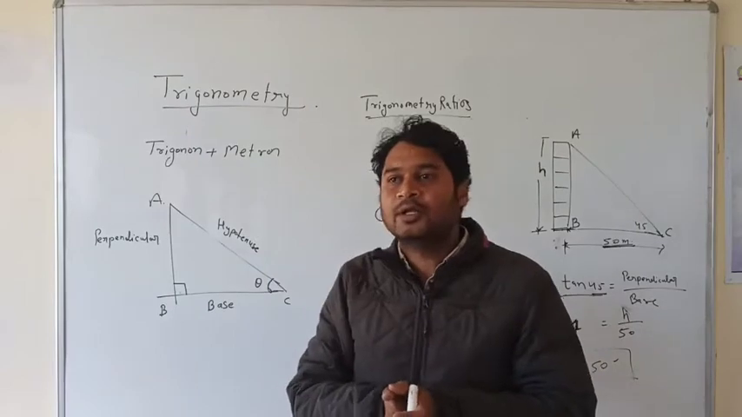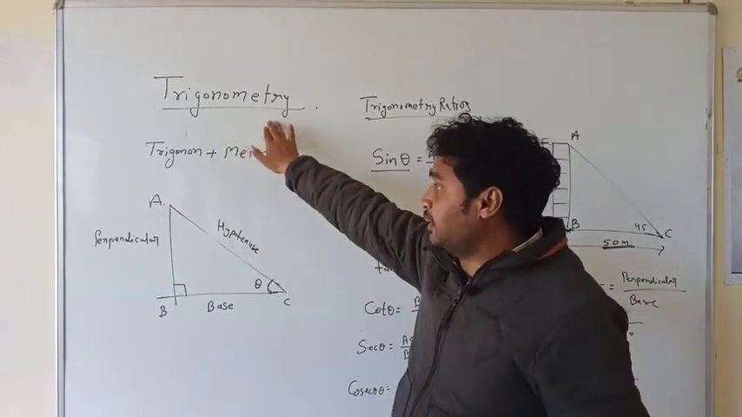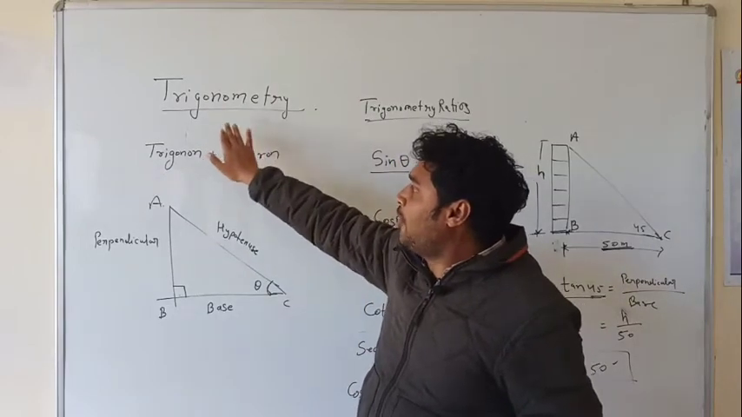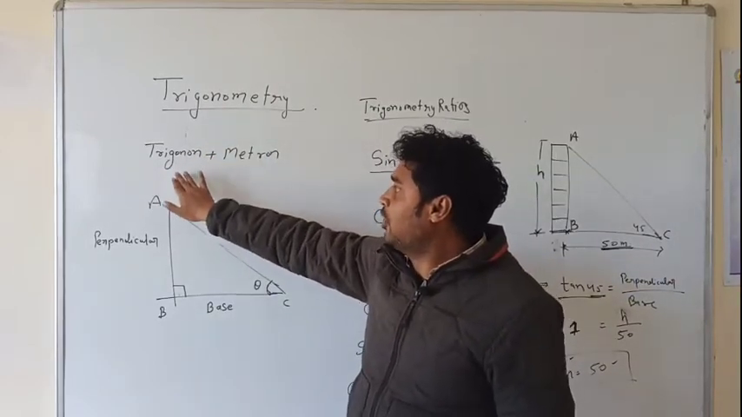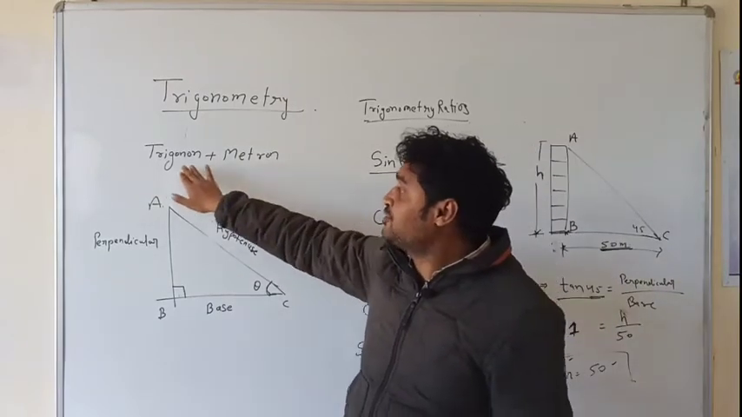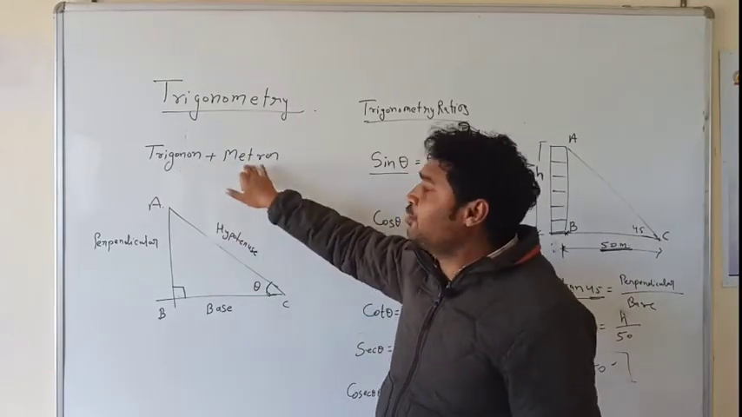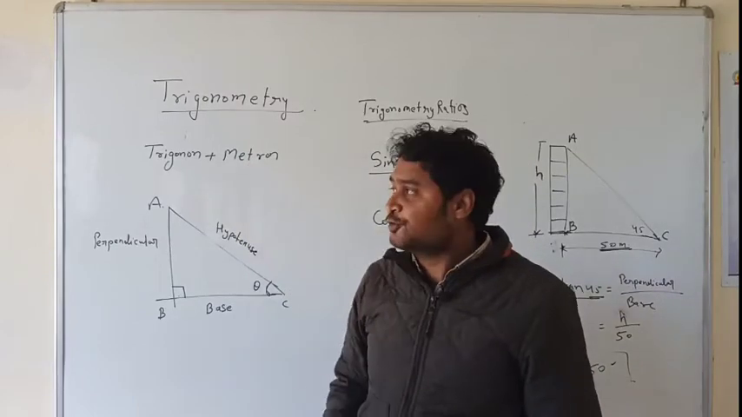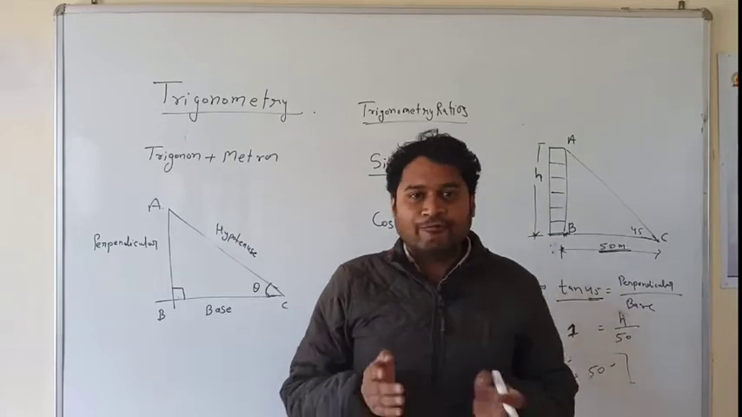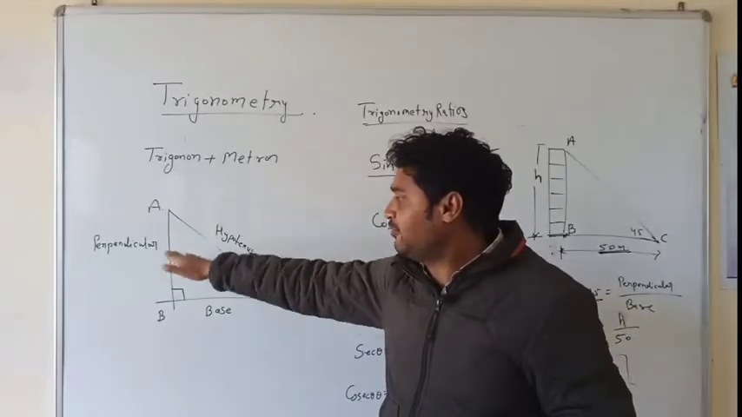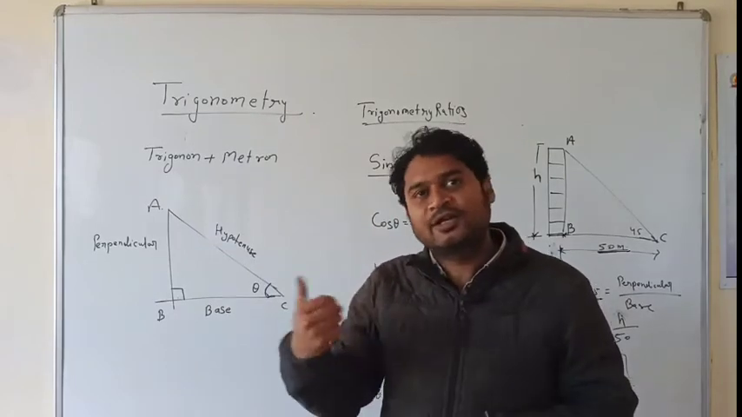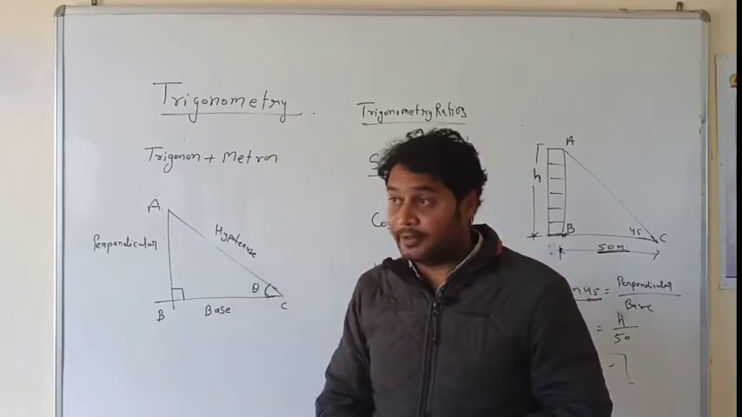So first of all, what is the definition of trigonometry? Here we can say it's just a combination of two words, trigonon and metron. These are Greek words. Trigonon means triangle and metron means measurement. So we can say trigonometry is a branch of mathematics which deals with the sides of a triangle and the angles of a triangle. It deals with the relation of the sides and angles of a triangle.